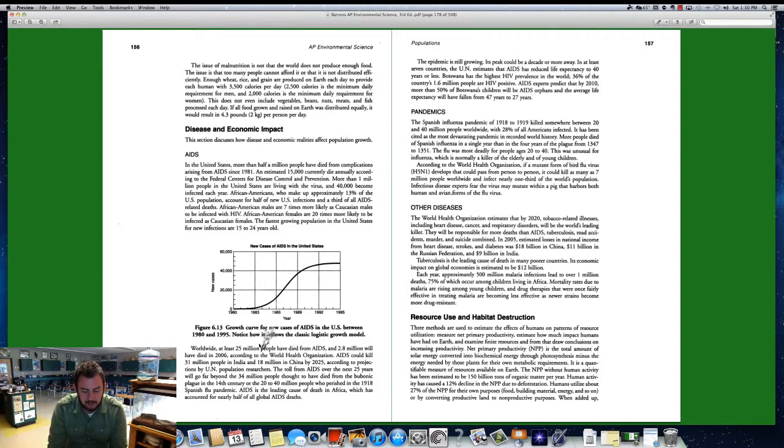The peak could be a decade or more away, and in at least 7 countries, the UN estimates that AIDS has reduced life expectancy to 40 years or less. Botswana has the highest HIV prevalence in the world, with 36% of the country's 1.6 million people being HIV positive. So, kind of some scary things to think about there.